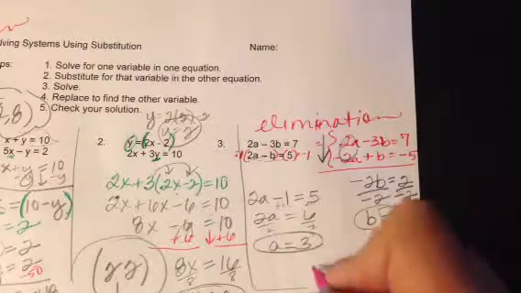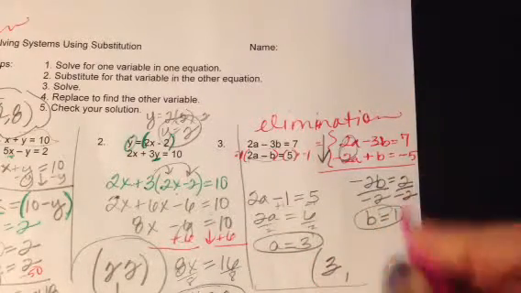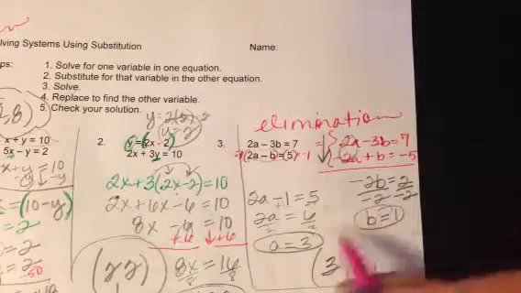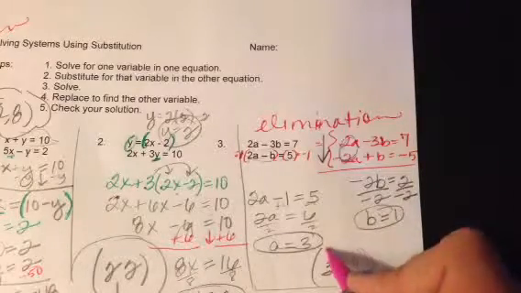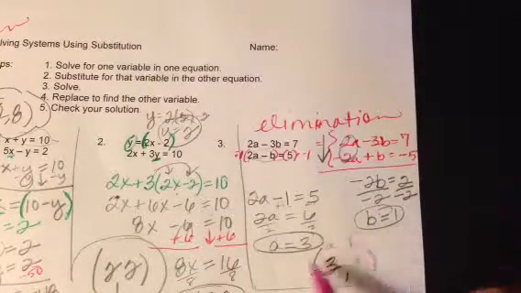So remember, when you have variables that aren't x and y, ordered pairs go in alphabetical order. The a comes first, then the b. Or just label it real good.